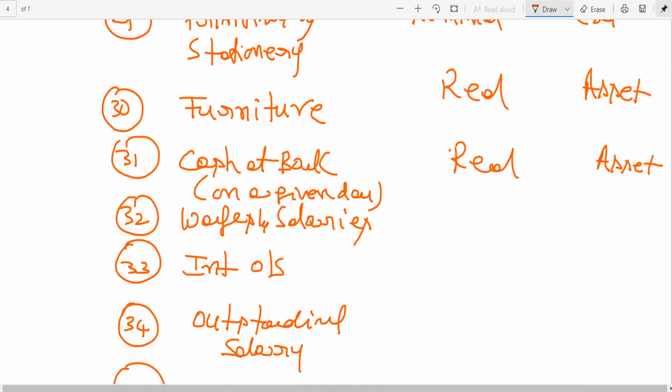Interest outstanding. Interest is a nominal account, an expense. If you suffix or prefix, it becomes, as I told you, representative personal. But we are not going for sub-classification. Therefore, I am writing personal. Interest outstanding is a liability. Outstanding salary, anything, salary is nominal. Prefix, personal. Here it is a liability, we need to make a payment.